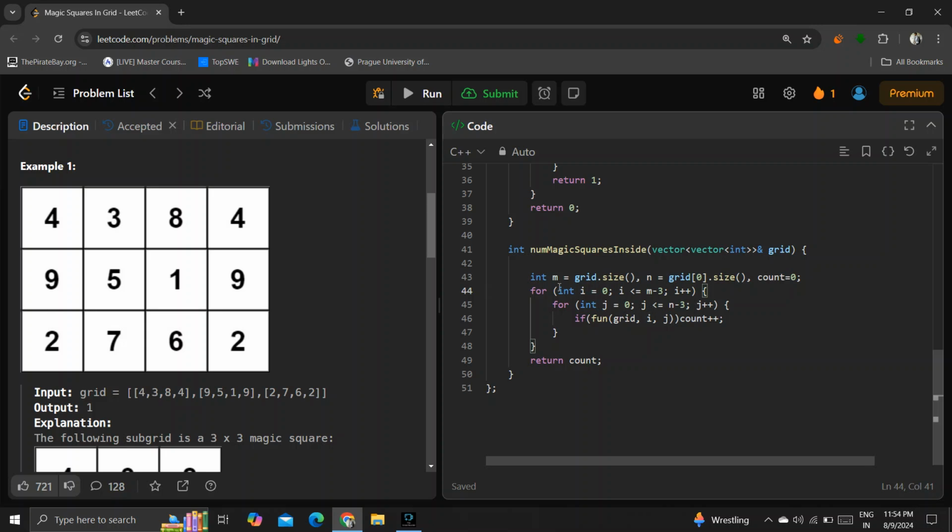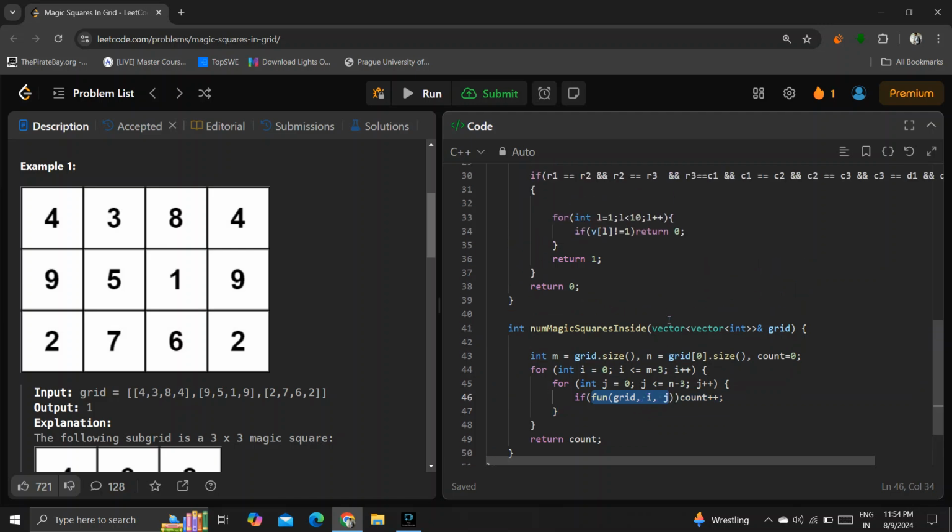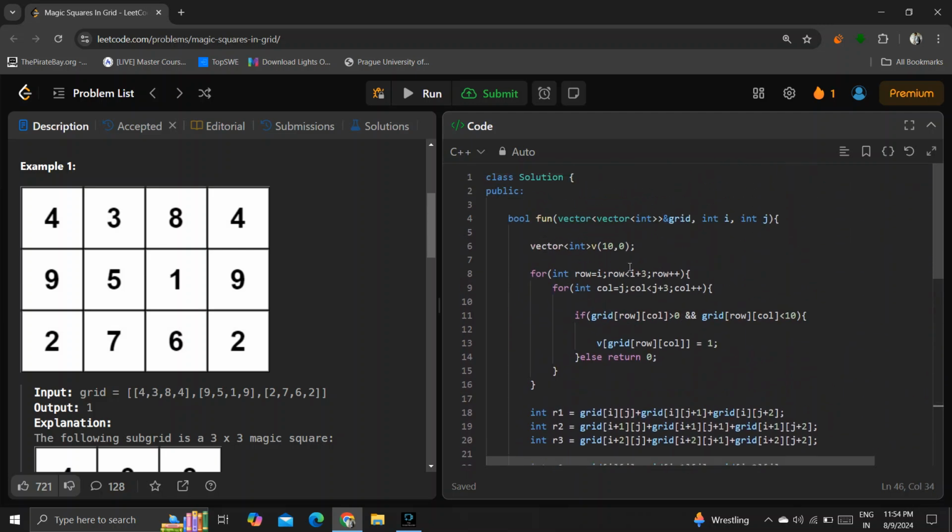And here, for j is equal to 0, j is less than n minus 3, n is 4, 4 minus 3 would be 1, and j plus plus. So basically, we will check here and we will check here. So what I will do is send this particular element to the function, right? Okay. So basically, I have sent the first index.